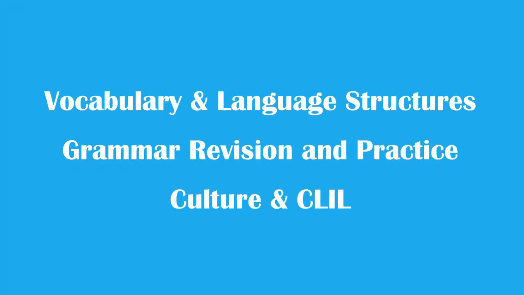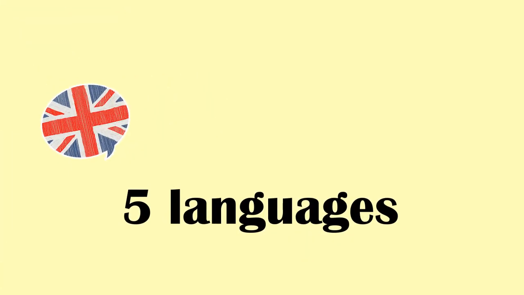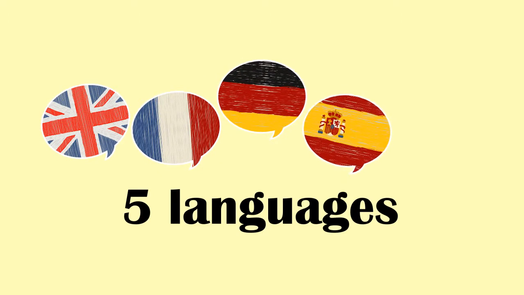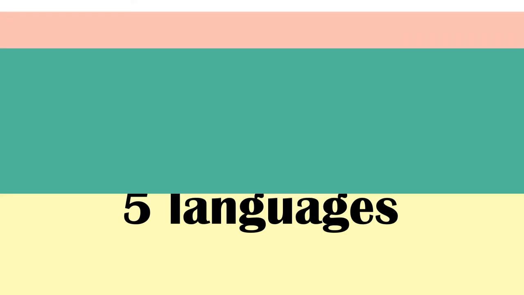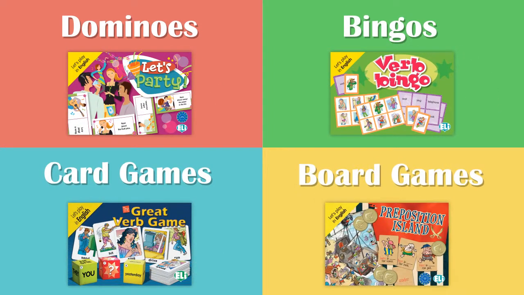This is a series of video tutorials on ELI games. In this video, we're going to present a game focused on grammar revision and practice. Each game is available in 5 languages: English, French, German, Spanish and Italian. The games have different characteristics and can be divided into 4 categories: Dominoes, Bingos, card games, board games.